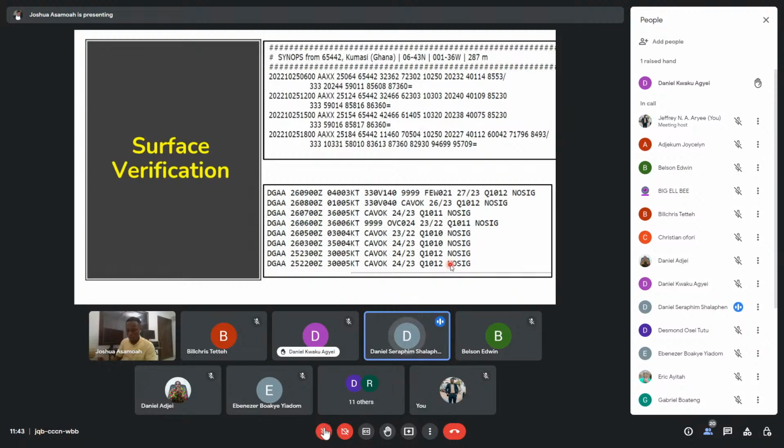Please, about the visibility. When you go to Kumasi Airport, the Met office is in the same tower as the ATC. So when checking visibility, are you supposed to be at the tower level, or can you just stand at the terminal or the aerodrome to measure the visibility?